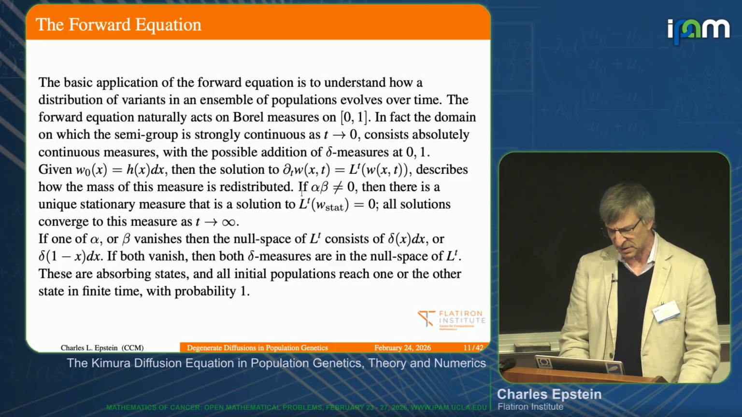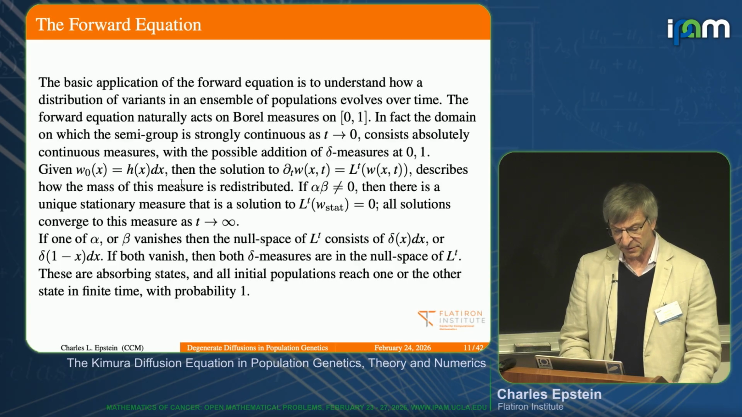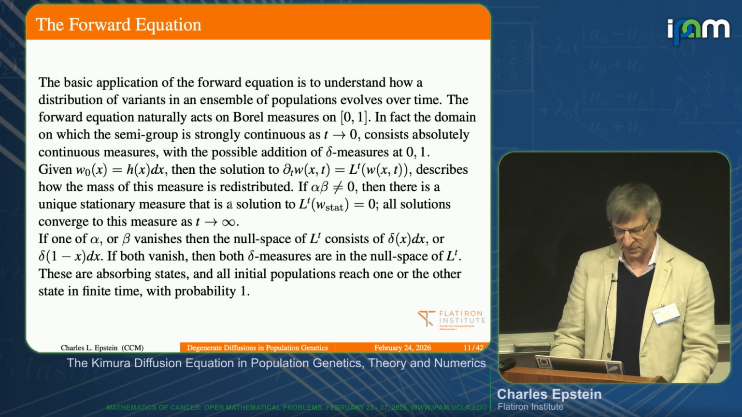Okay, so the solution of the equation dtw = LTW describes how the mass of this measure is redistributed. If alpha times beta is not 0, if both mutation rates are non-zero, then there is a unique stationary measure, which is the null space of this second order operator. And all of the solutions to this PDE will converge to that measure as time goes to infinity, or some multiple of that measure.